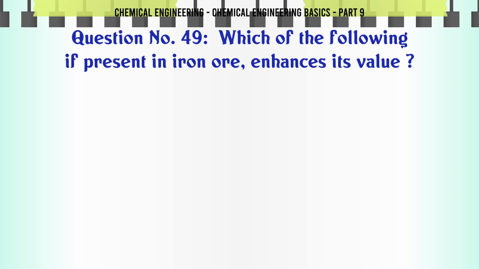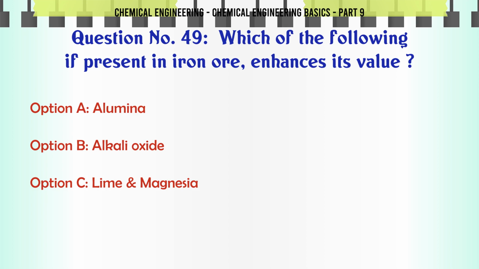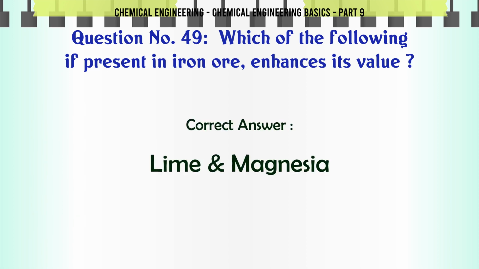Which of the following if present in iron ore enhances its value? A. Alumina, B. Alkali oxide, C. Lime magnesia, D. None of these. The correct answer is lime magnesia.